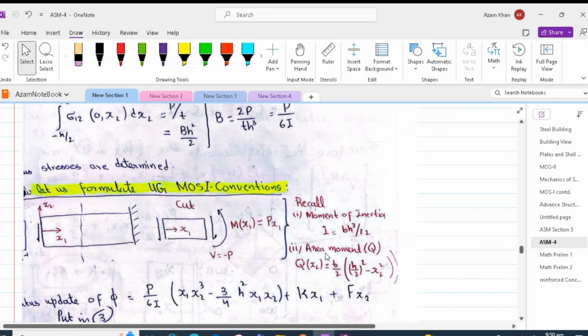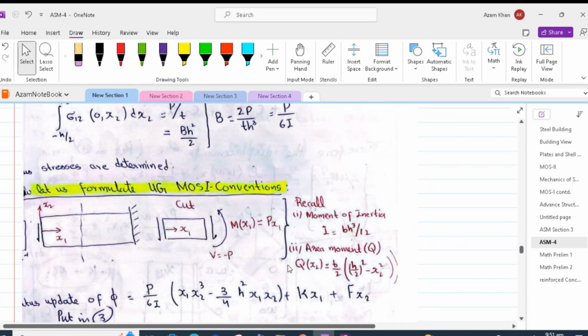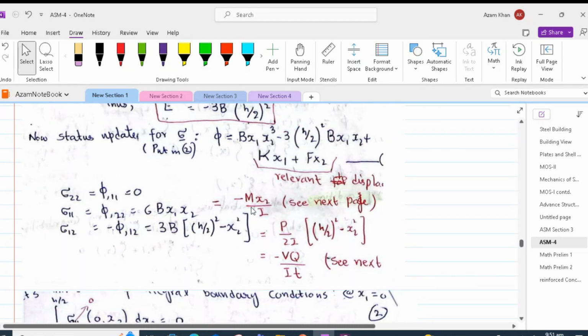And we have to find out the first area moment. So that comes out to be t by 2, big bracket, h by 2 whole square minus x2 square. Now, there are two formulas. One is the flexure formula, which is stress equal to My over I, or in our case, minus Mx2 over I. That is equal to sigma 11.